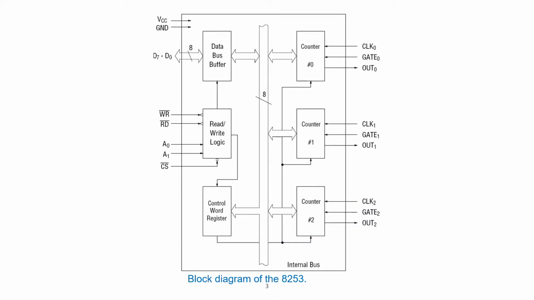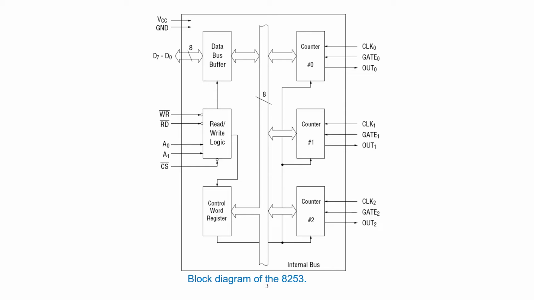This is a block diagram of the programmable interval timer. The IC number used for the programmable interval timer is 8253, and one more IC number is available for it, that is 8254. This block diagram contains 5 sections: data bus buffer, read write logic, control word register, and different counters. There are 3 counters used in this block diagram: counter 0, counter 1, and counter 2.